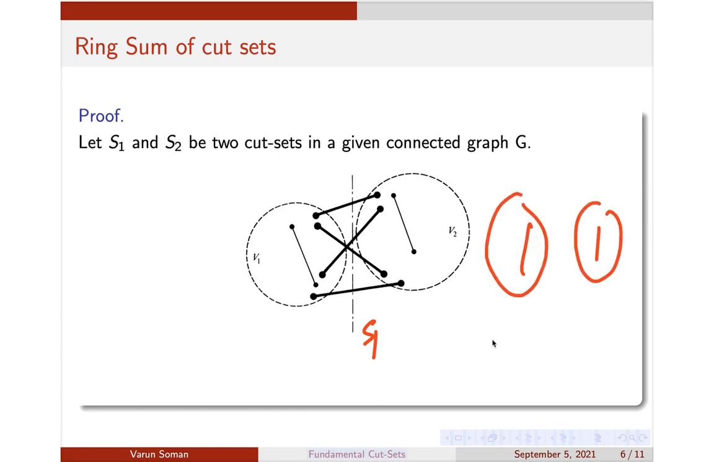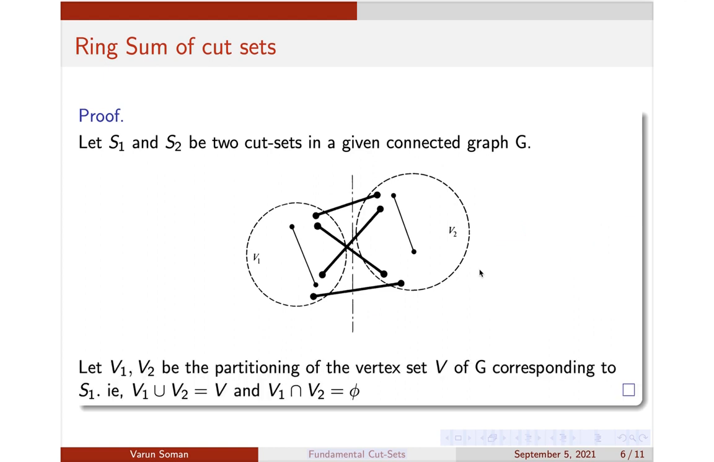Okay, so this is your, maybe I'll call it as V1, this will be called as V2. So I can say that V1 union V2 will get the whole vertices because we are only deleting the edges, we are not deleting the vertices. And similarly, V1 intersection V2 will be empty because they belong to different components. Okay, so that is the idea here.